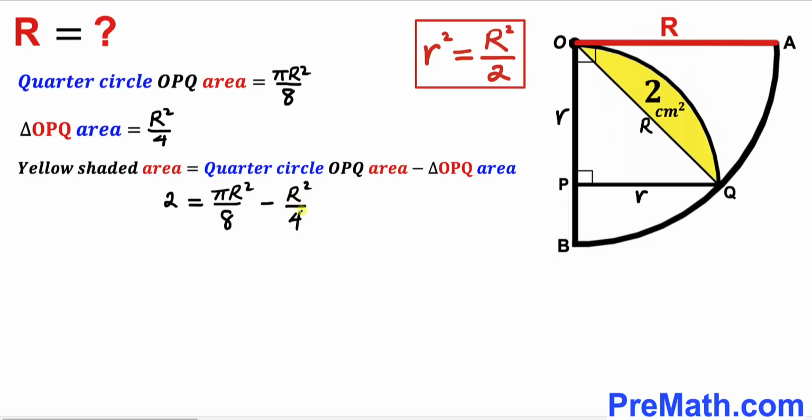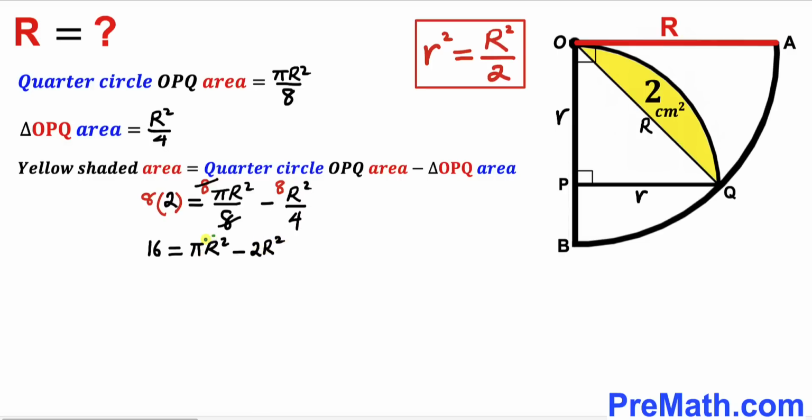divided by 4. And now I am going to remove this fraction by multiplying by 8 across the board. 8 on the left hand side, 8 on this term, and likewise 8 over here in the second term as well. So on the left hand side 2 times 8 is going to give us 16 equals to 8, and 8 cancels out. So we end up with simply pi times uppercase R square minus that thing is going to give us 2 times uppercase R square.